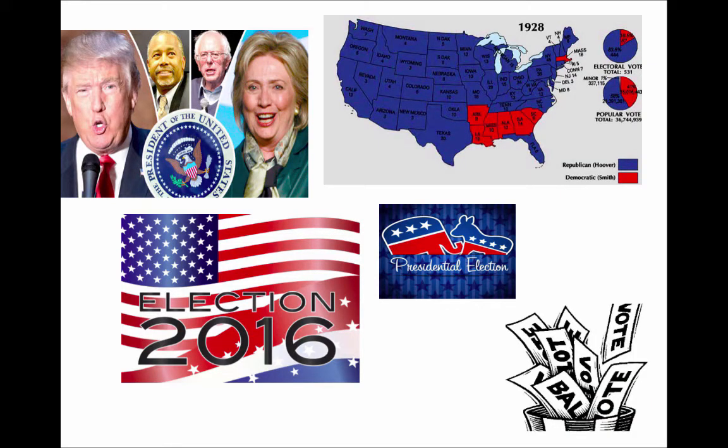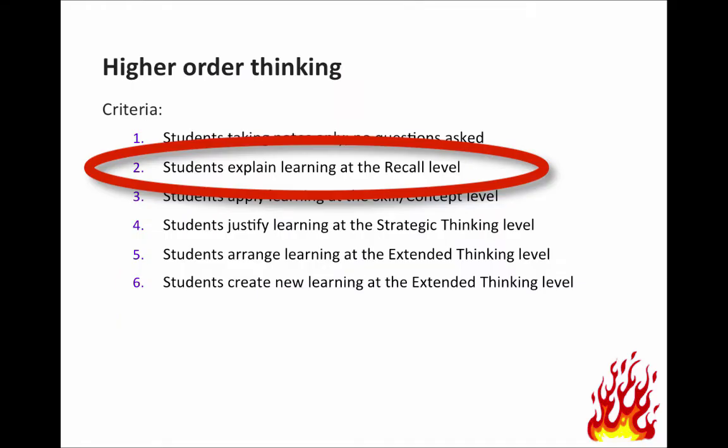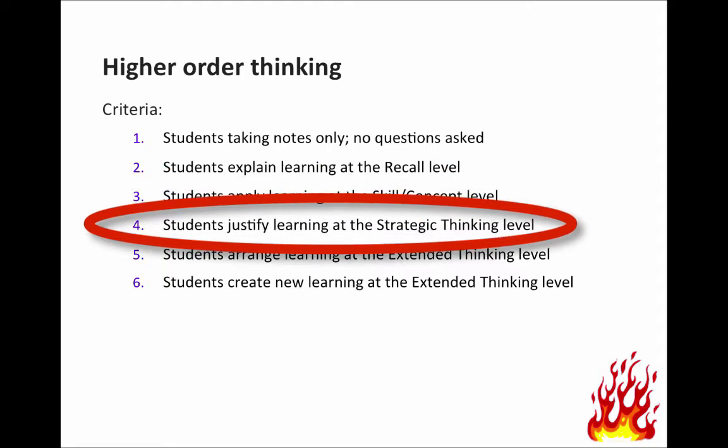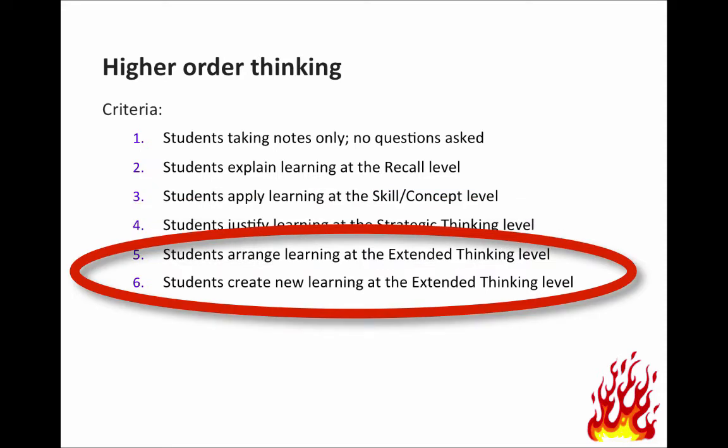Think about the topic of presidential elections in a social studies class as it relates to higher order thinking. At a level 2, recall, students are recalling the number of votes needed to win a political party's nomination. At a level 3, students are comparing the political platforms of the Republicans versus the Democrats using a Venn diagram. At the strategic thinking level, level 4, students are analyzing the voting patterns of the swing states over the last 10 presidential elections and justifying how any particular swing state will vote in the upcoming 2016 election. At the highest levels, extended thinking, students are assuming the role of campaign strategists representing either Republicans or Democrats and creating a plan to flip one of the states to their side based on information synthesized from multiple sources over an extended period of time.